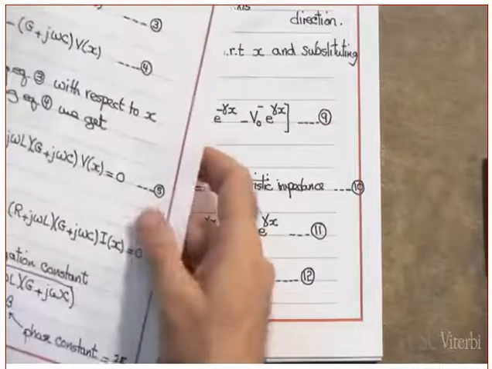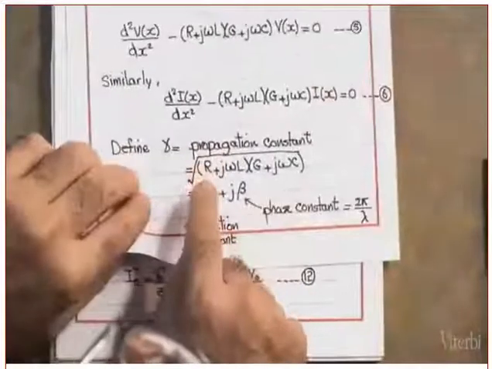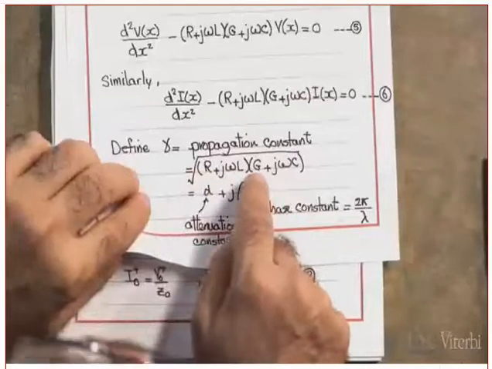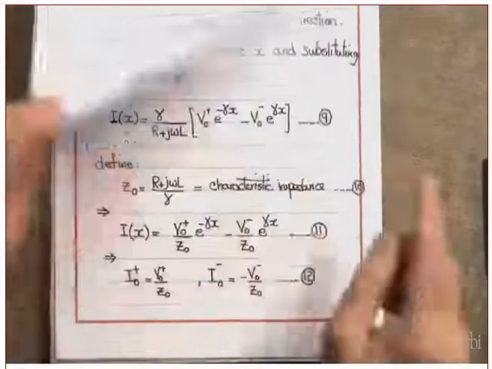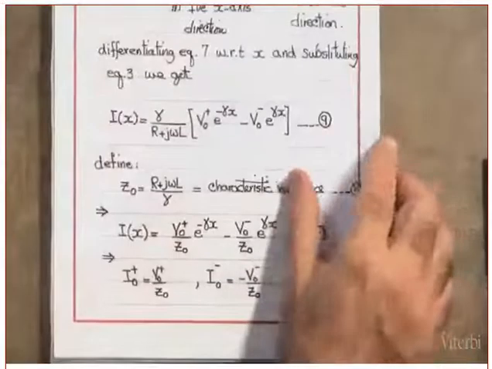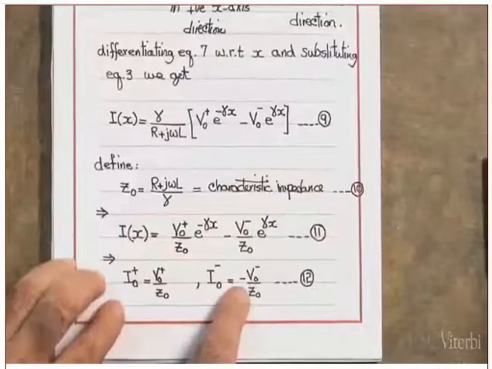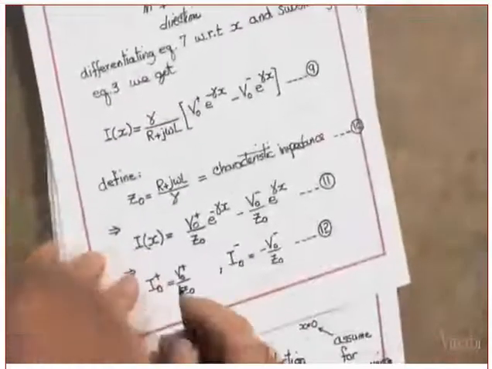Now, what is gamma? Gamma is the square root of R plus j omega L times G plus j omega C, the whole thing square root. Did you understand this? Okay. Which means, what is Z naught?